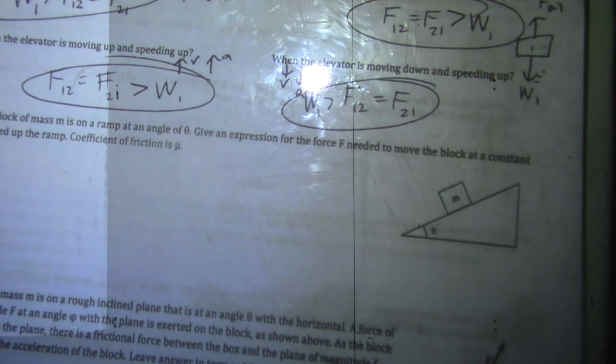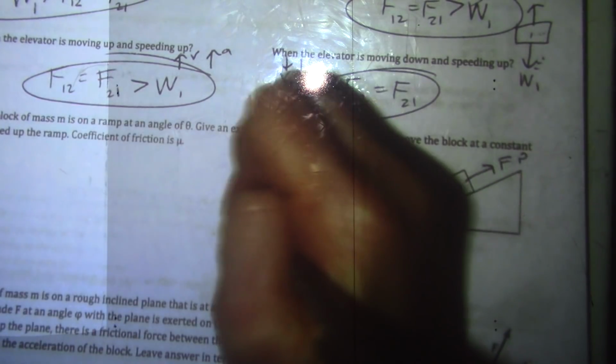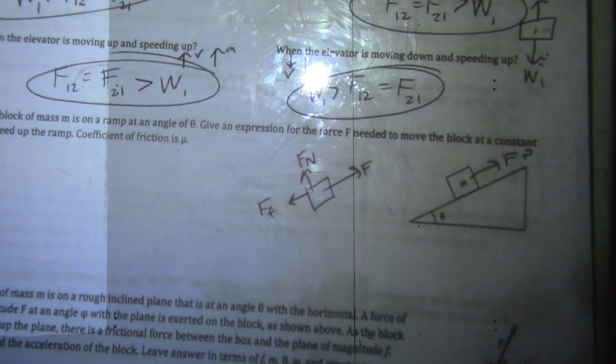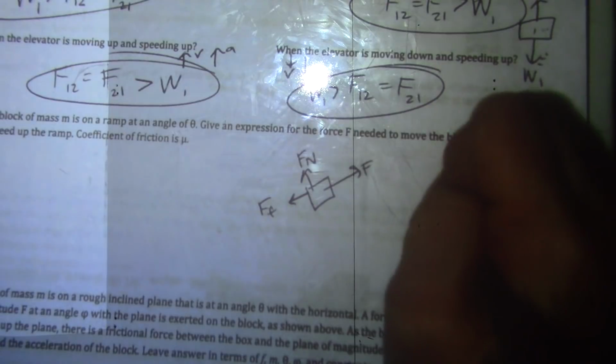Block of mass M on a ramp. We want to give an expression for the force needed to move it up at a constant speed. So this F is my unknown. I'm going to break down my forces. I've got F this way. I've got normal force this way. Because it is moving upwards, my friction is going against my motion, so friction force down. And then of course you've got FG pointing straight down.